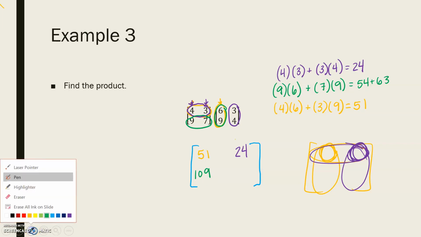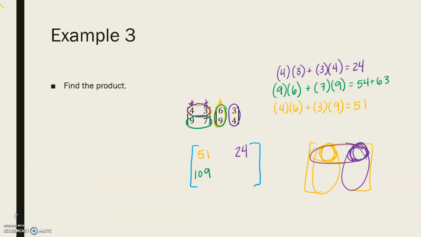All right, last one. We'll do red. I'm going to have the second row, second column, and I'm going to get 9 times 3 plus 7 times 4. 27 plus 28, which would give me 55.